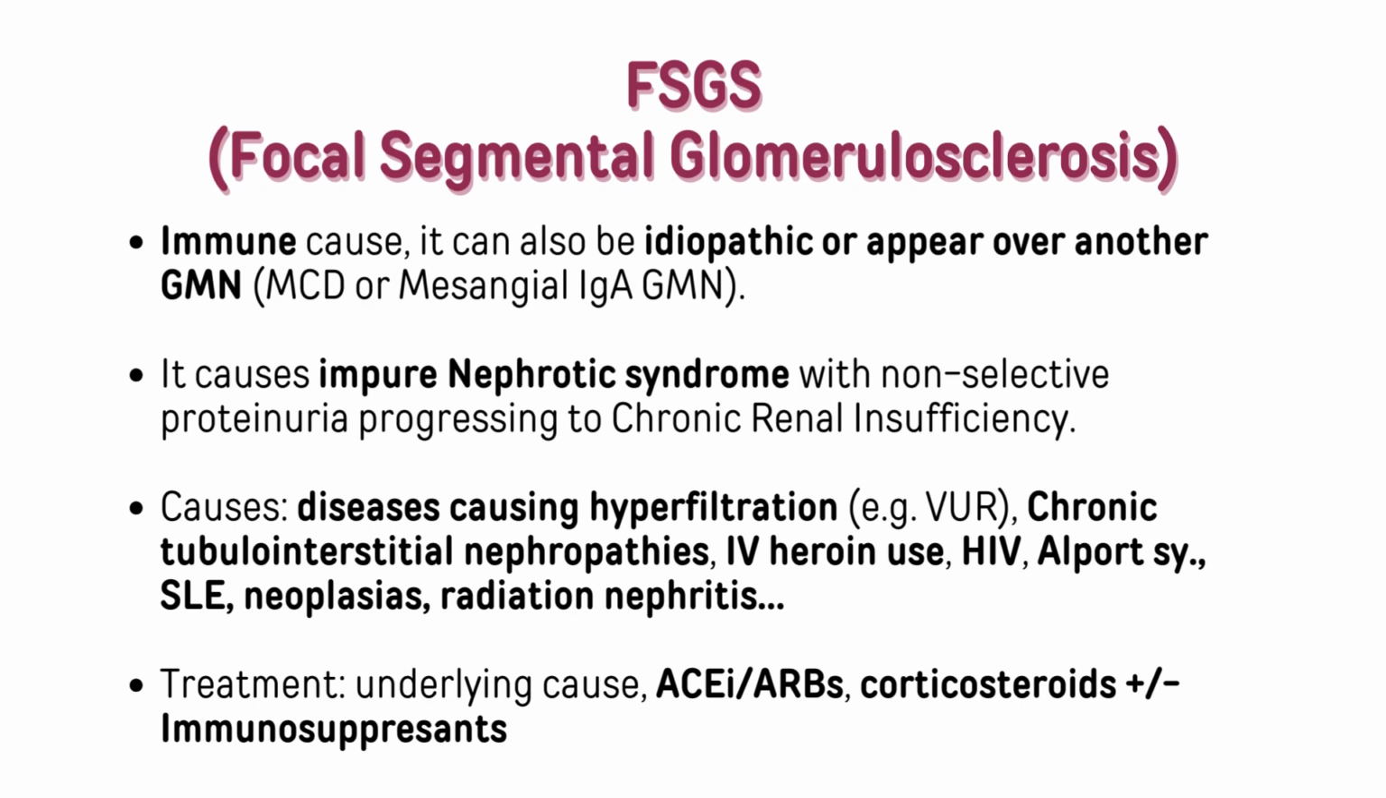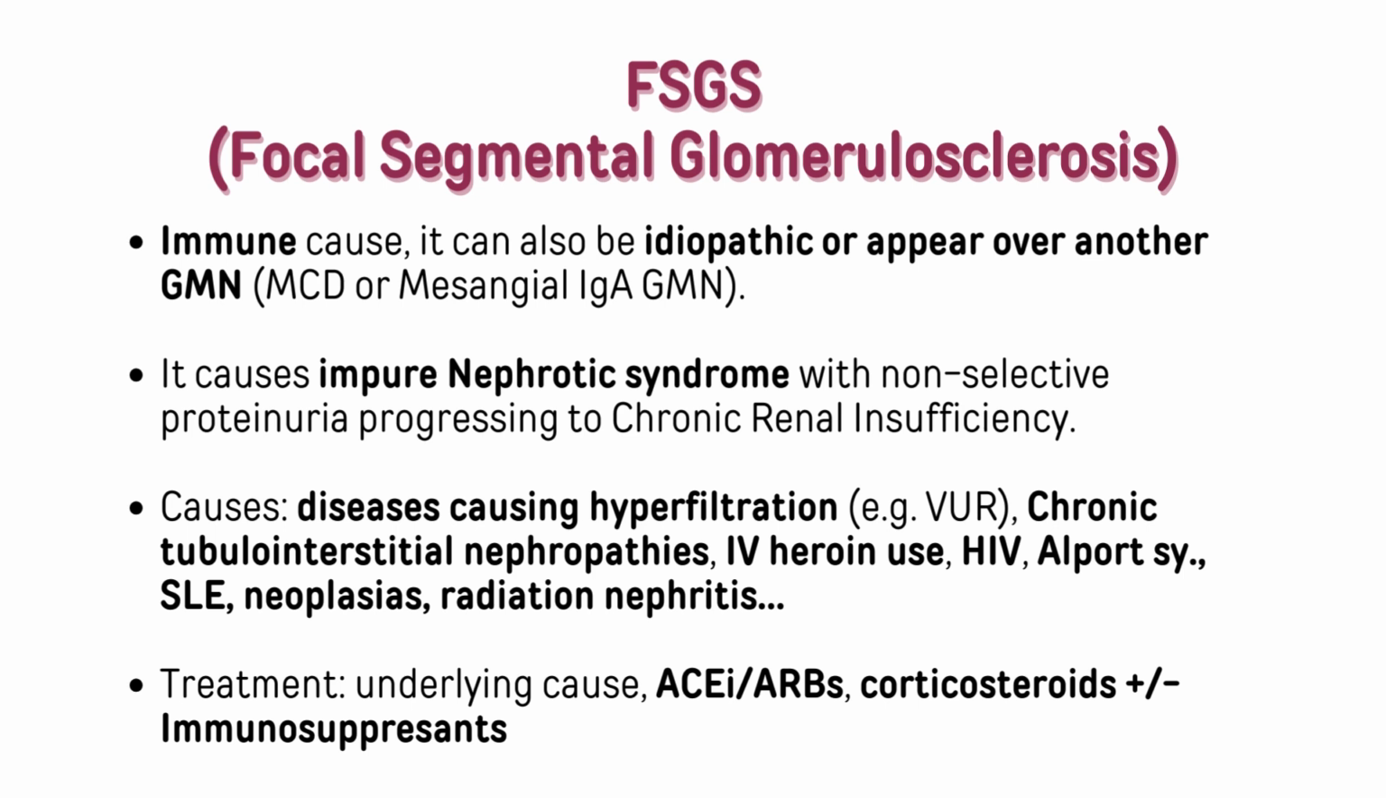Focal segmental glomerulosclerosis is not a single disease, but a pattern of kidney damage. It is one of the most common causes of nephrotic syndrome, especially in children and adolescents. If it is of immune cause, it is called focal and segmental sclerosing glomerulonephritis. It can also be idiopathic or appear over another glomerulonephritis, like minimal change disease or mesangial IgA glomerulonephritis.